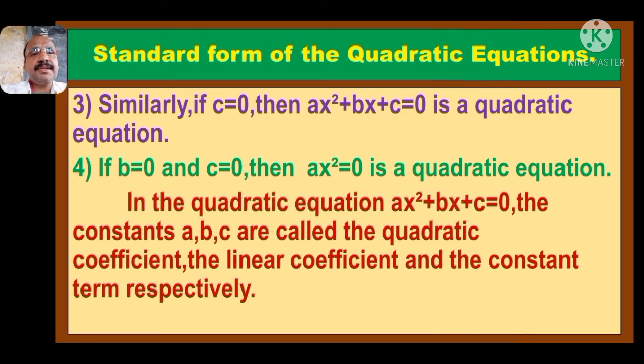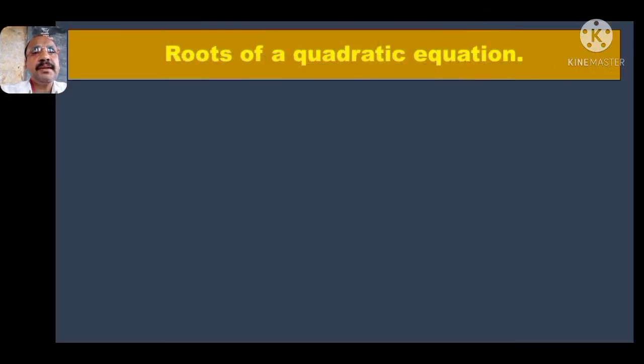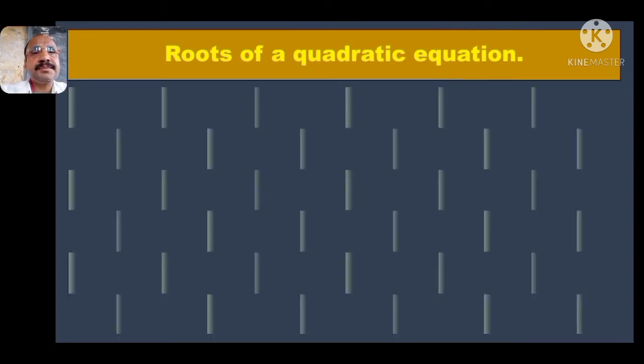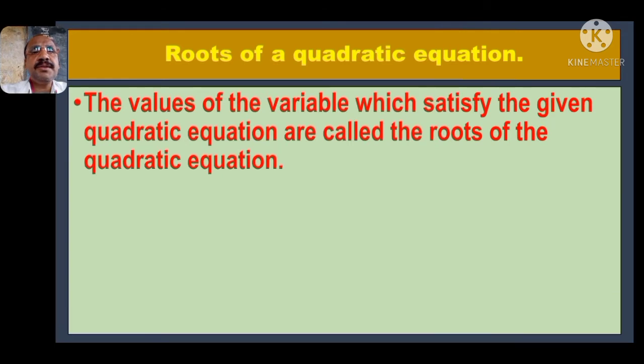In the quadratic equation ax² + bx + c = 0, the constants a, b, c are called the quadratic coefficient, the linear coefficient and the constant term respectively. Now the next topic, roots of a quadratic equation. The values of the variable which satisfy the given quadratic equation are called the roots of the quadratic equation.